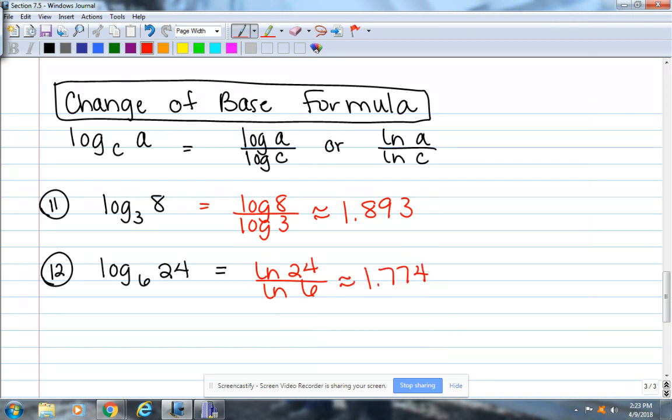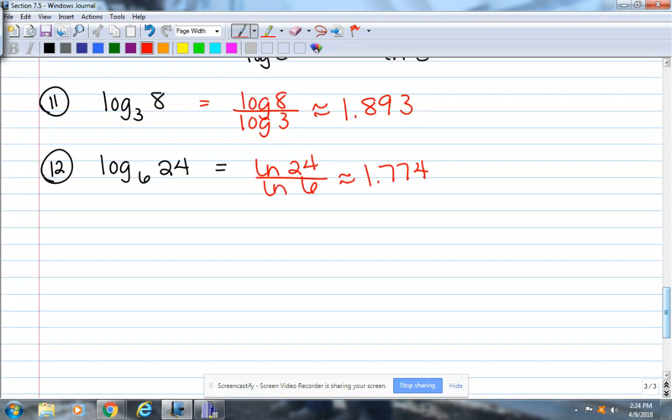Oops. I'm going to give y'all one. I want you to try it on your own. I don't care if you use log base 10 or if you do natural log. I'll try that one. Write it down. Give me 3 decimal places, please.